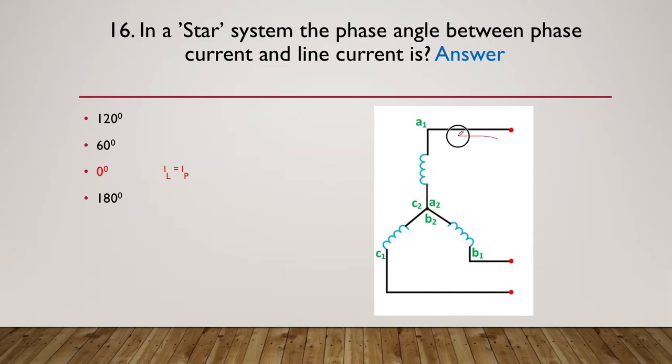the current, for example, through here, is I line at this point, but it's also I phase at this point. Therefore, the answer is I line equals I phase, and there is no phase angle relationship between them. They're at the same angle.